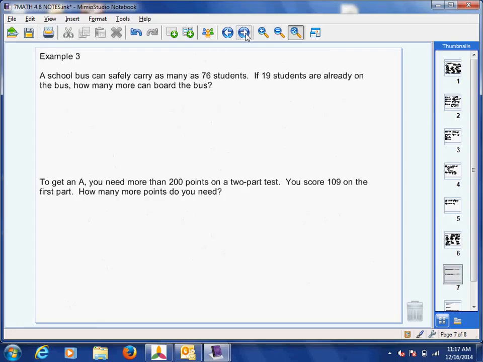So, okay, example 3. You know how it is. They like to challenge us with word problems where we have to pull out the words and important numbers, create a variable, and so forth. Okay? So a school bus can safely carry as many as 76 students. If 19 students are already on the bus, how many more can board the bus? So how many more? That's definitely indicating something. So we're going to have to pick this out.